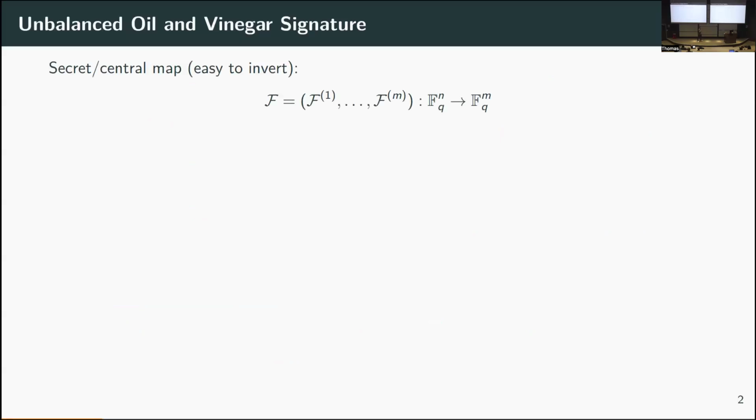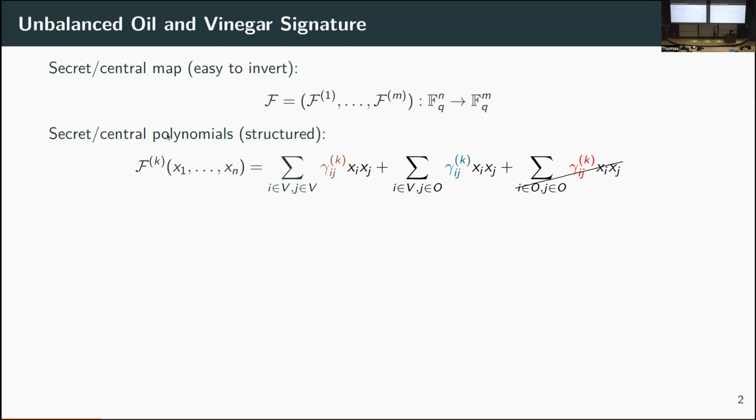The main objects in multivariate cryptography are quadratic maps. They map from F_q^n to F_q^m, so you can consider them as a collection of m polynomials in n variables. The secret map, or the central map, is a quadratic map that is easy to invert. This is achieved by this structure. We divide the n variables into 2 sets, the vinegar and oil variables, and we allow quadratic vinegar terms and vinegar cross oil terms, but we do not allow quadratic oil terms.